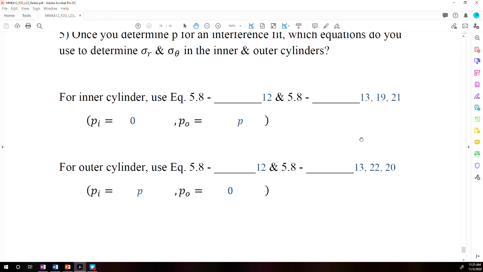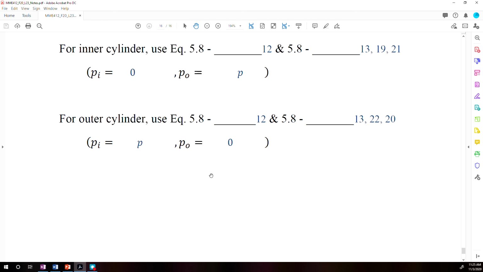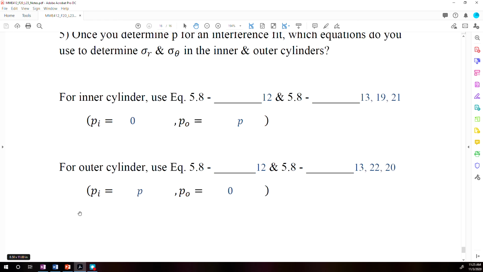You use equation 12 and equation 13, but also you could use equations 22 and 20. Again, pi for the inner cylinder would be equal to 0 on the outside, so the outer cylinder would be equal to the interference pressure, and pi for the inner cylinder would be equal to P, and the outer cylinder would be equal to 0. All right, so that concludes this reflection on the stresses due to external and internal pressures within thick-walled pressure vessels.